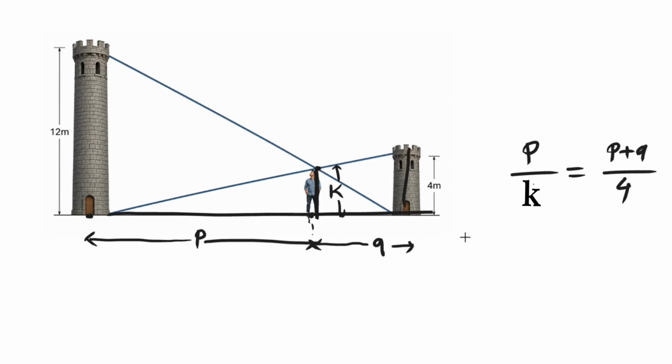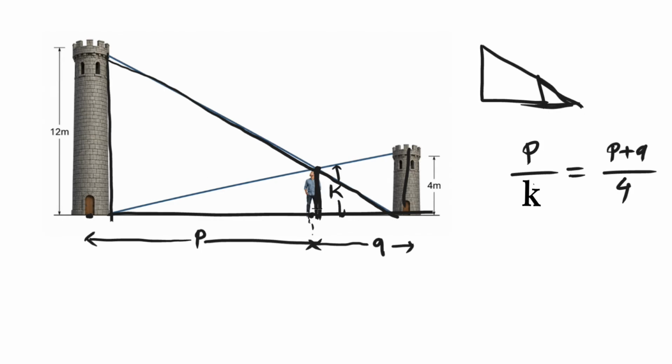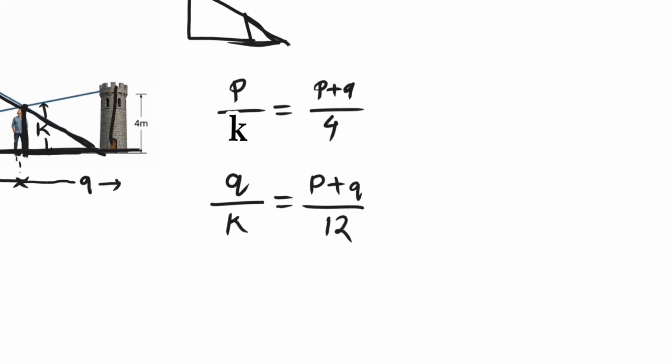Let's keep that equation. Next, let's look at the other cable, the one that slopes downward from the top of the 12-meter tower to the right base. Once again, we have a small triangle and a larger triangle that are similar for exactly the same reason. Corresponding sides must be proportional, so we obtain Q divided by K equals (P plus Q) divided by 12. Now, we have two useful equations.